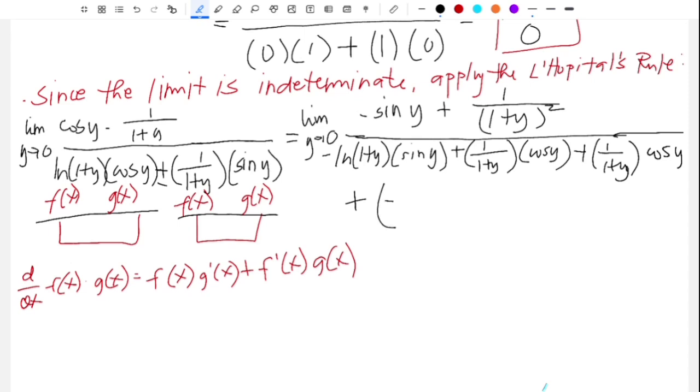We'll have negative 1 over 1 plus y squared. The derivative of our, copy our g of x, which is sine y. Sine y. There. We got its derivative. Let us simplify the denominator first. Now let me just delete these things.